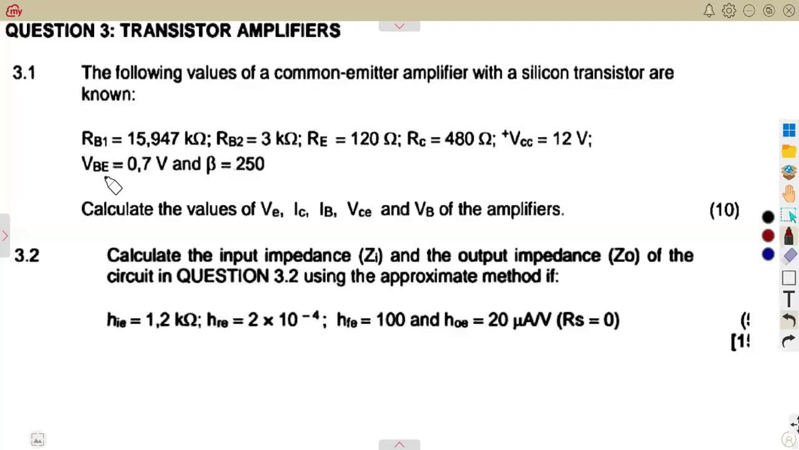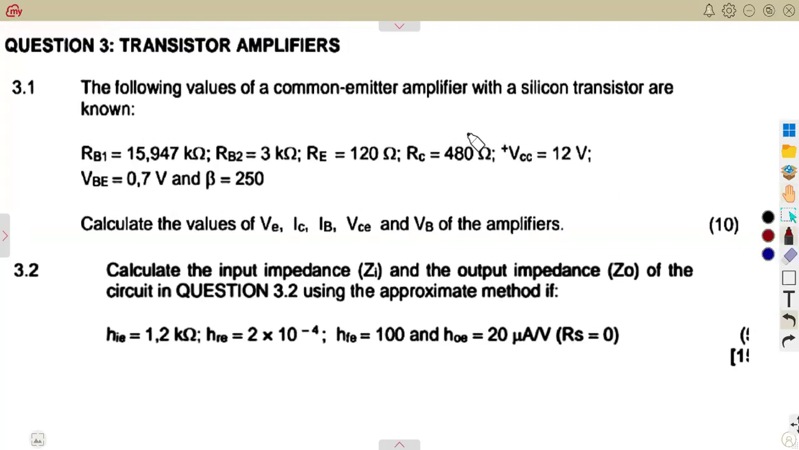Through this exam revision that we are having, we are going to look at transistor amplifiers. This is from the question paper of November 2023. Given question 3.1, the following values of a common emitter amplifier. We are told that it's a common emitter amplifier, which is fine.